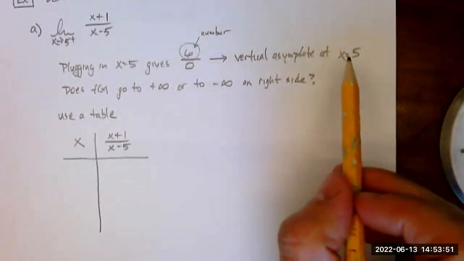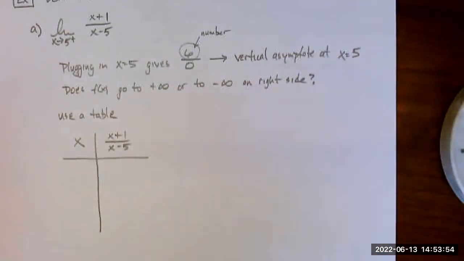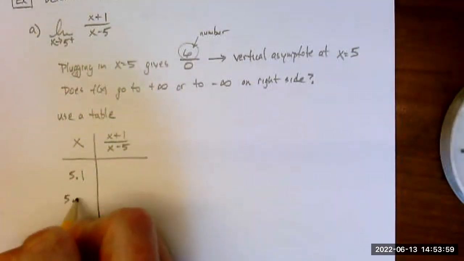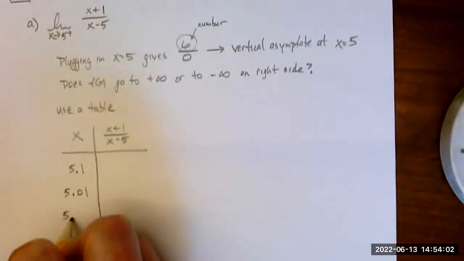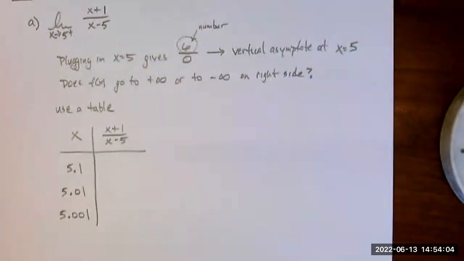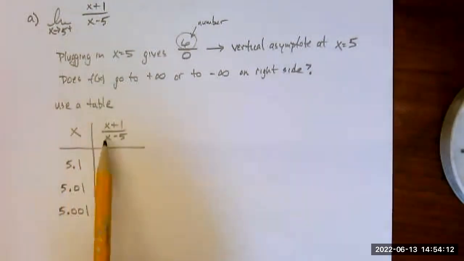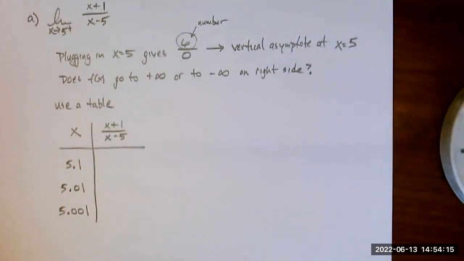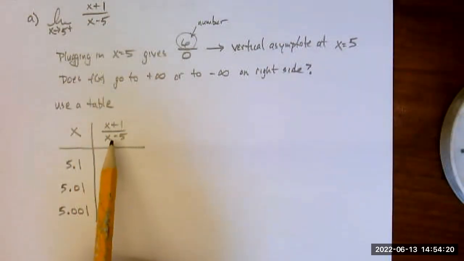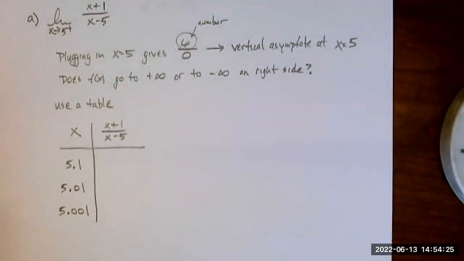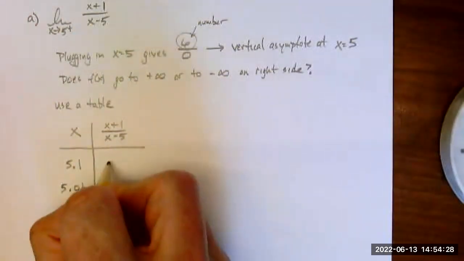Let's see, on the right side of 5, number's a little bit bigger than 5. A good way to go would be 5.1, 5.01, and 5.001. It's a good progression. We've got 3, so we can see how it's changing. I'll just invite you guys to plug these in with me. So 5.1 plus 1 divided by, let's see, that'd be 6.1 divided by 0.1. 61.